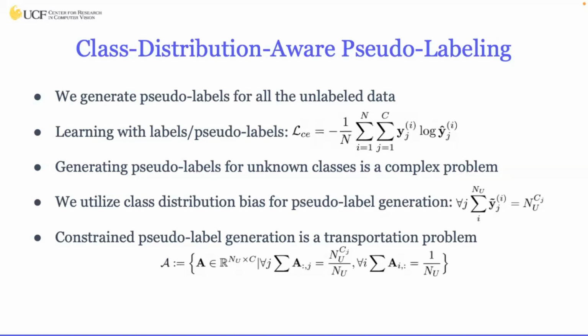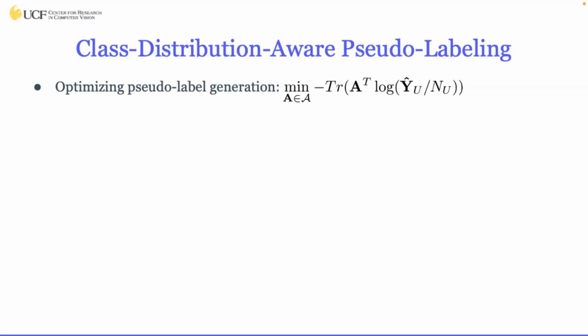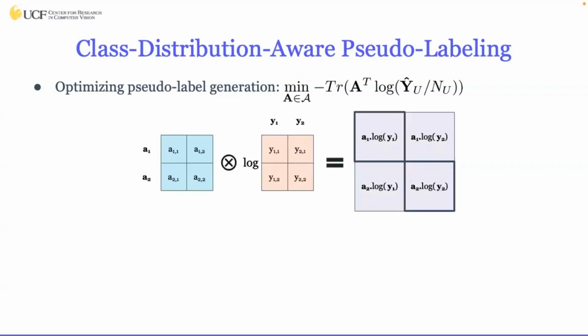Now, if we look at the constraints, if we marginalize across the rows, it returns a vector where each element is the number of samples present in that particular class, hence in accordance with our class distribution bias. If we marginalize across the columns, it returns 1 because it's a probability distribution. And this division by N_U is to make it a joint probability distribution. So this is basically our optimization target for the pseudo-label generation process. Before trying to describe this, let us just look at a simple 2x2 solution for this.